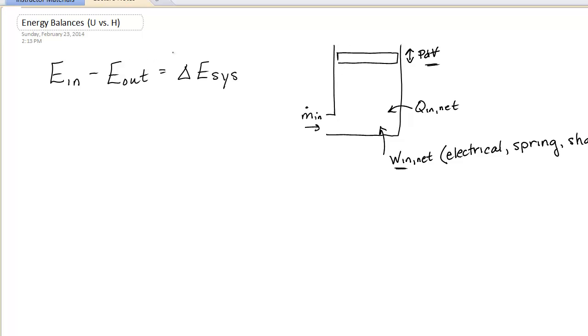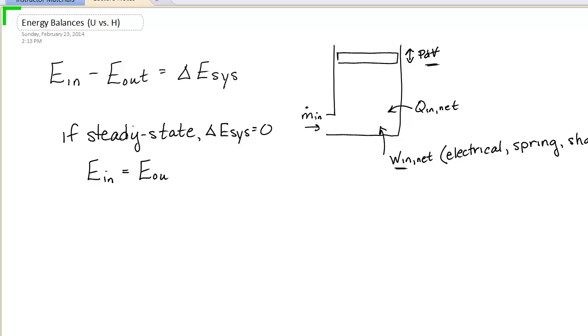With this energy balance, we know that if the system is in steady state, then our change in energy of the system is 0. So this leads to energy in equals energy out. So that's our first major assumption we might make. If we don't have a steady state system, let's talk about what terms are included for each of these. If unsteady, which this case that we've drawn here obviously is an unsteady case.